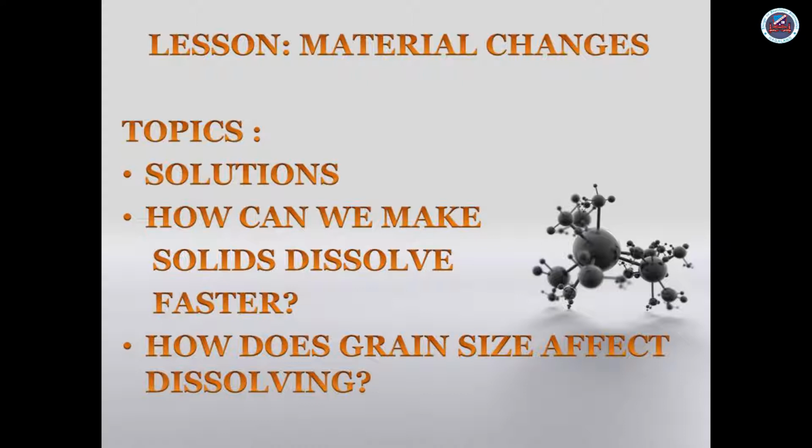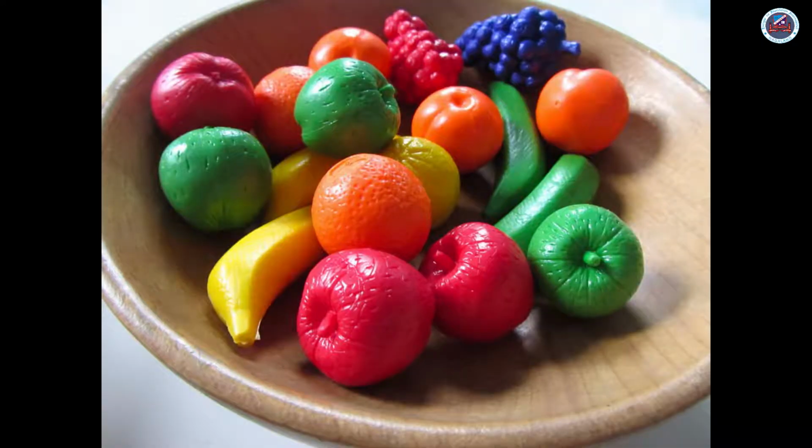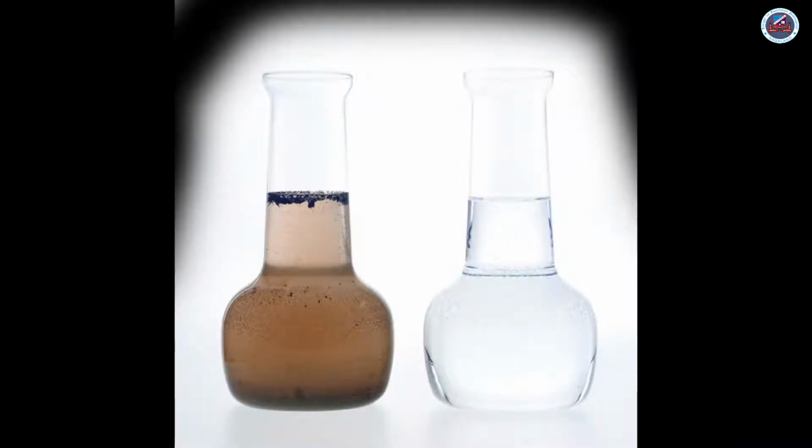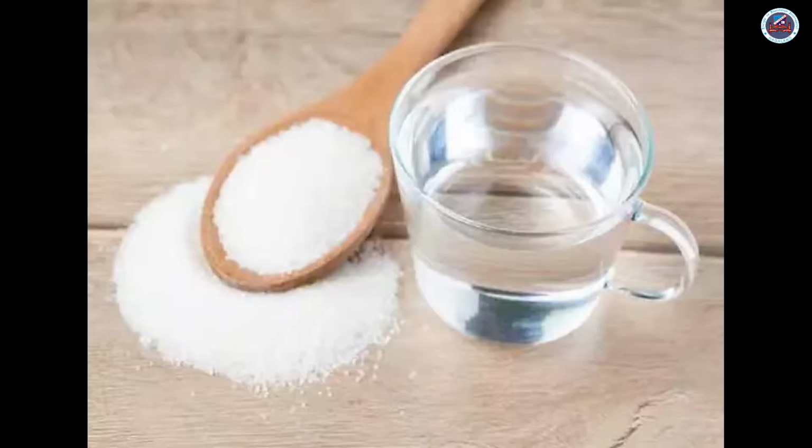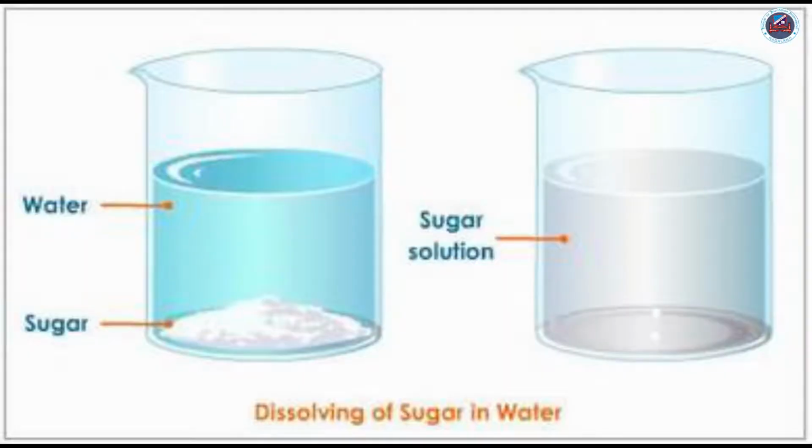Today we will be learning the topics solutions, how can we make solids dissolve faster, and how does grain size affect dissolving. In the last video we have learned about mixtures and substances dissolving in liquids. When a substance dissolves in a liquid, we get a solution. For example, when we dissolve sugar in a glass of water, we get a mixture of sugar water. This sugar water is a solution.